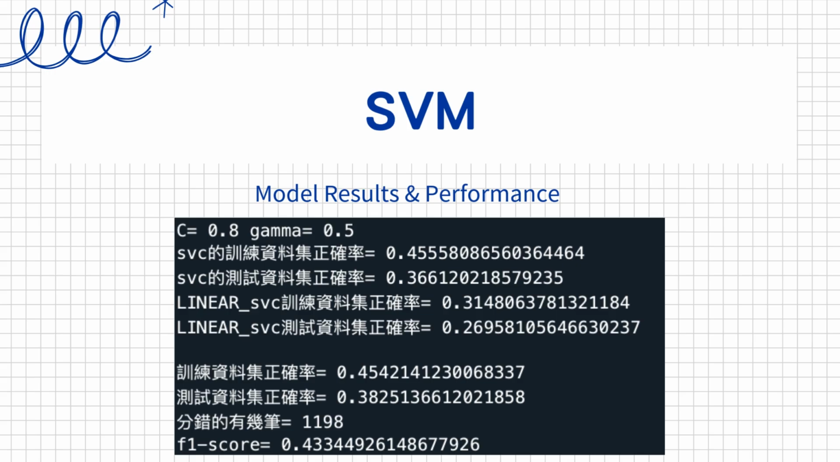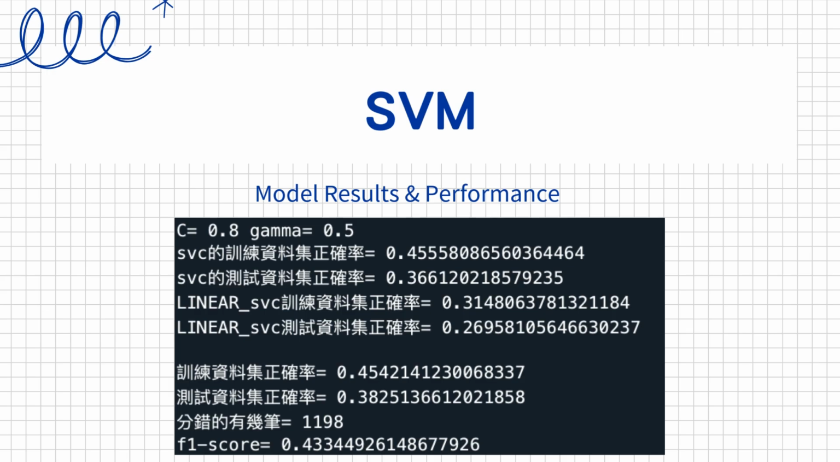The nonlinear SVM with C equal to 0.8 and gamma equal to 0.5 achieved a training accuracy of 45.56% and a testing accuracy of 36.61%. For the linear SVM, the training accuracy was 31.48%, while the testing accuracy was lower at 96%.